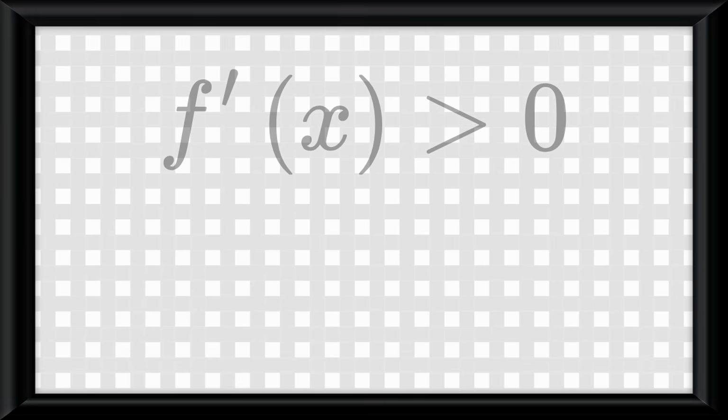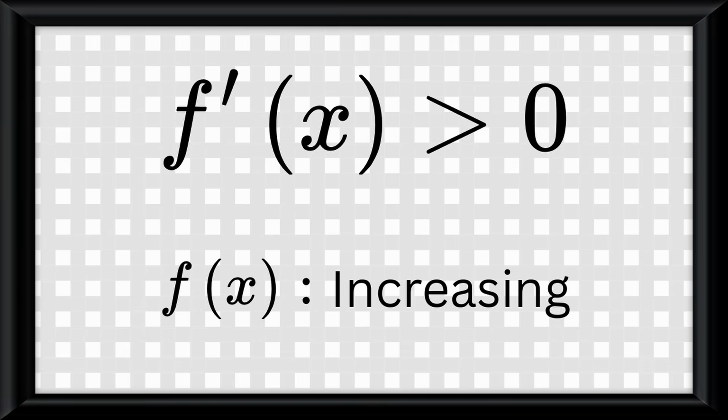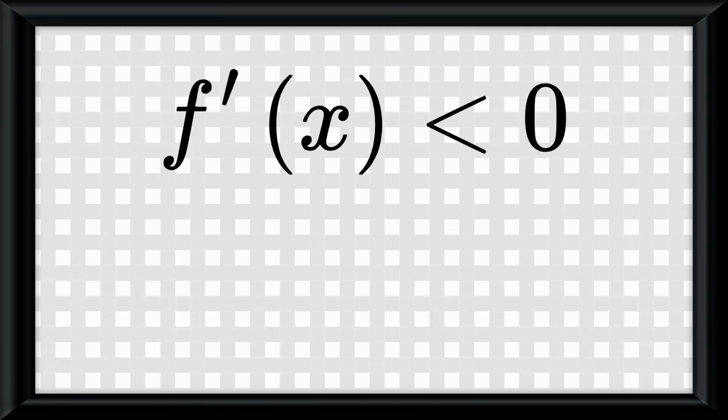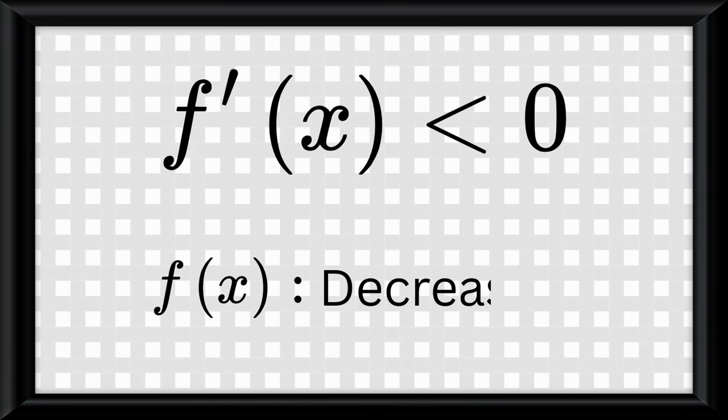Moving on, let's go over some basic things here. If the derivative at a point in a function is positive, it means the original function is increasing. If the derivative at a point in a function is negative, then the function is decreasing.